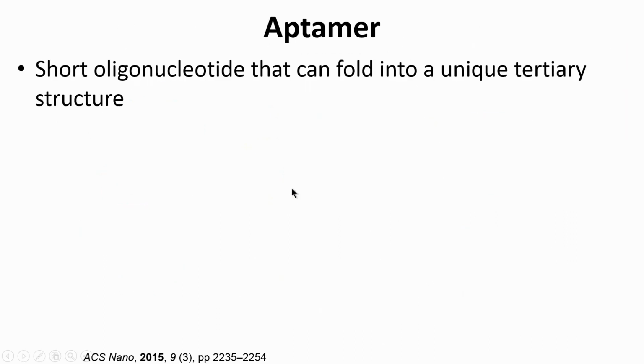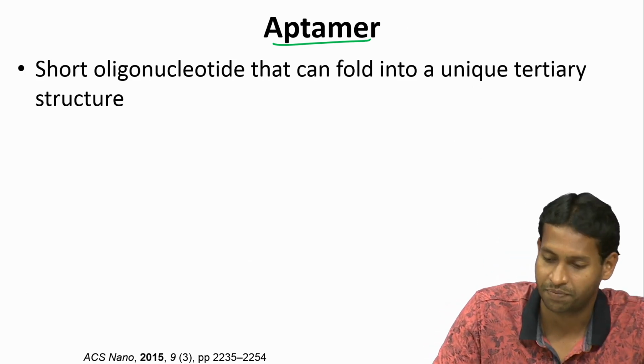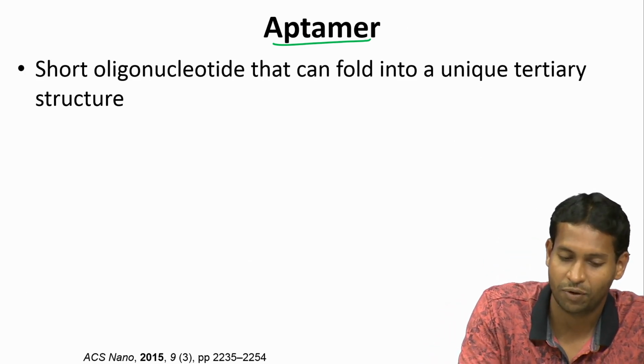So, as I said, aptamer is another class that I will just describe; it is probably not as widely known as some of the others. And what is an aptamer? An aptamer is nothing but a short oligonucleotide that can fold into a unique tertiary structure. So, we know what oligonucleotides are.